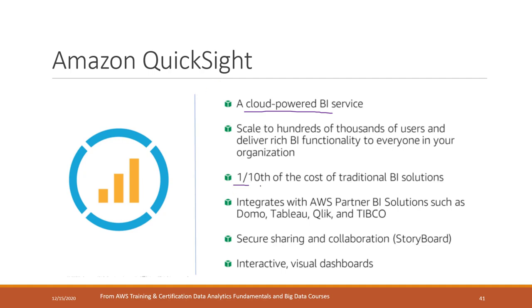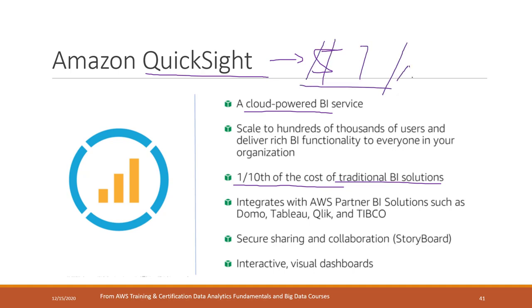They said it is 1/10 of the cost of the traditional BI solutions. In this class, we are using the educator credits. For each user, QuickSight will cost about, I'm not sure, $7 per month. Okay, so that's the price that we need for each single user. So $7 per month.